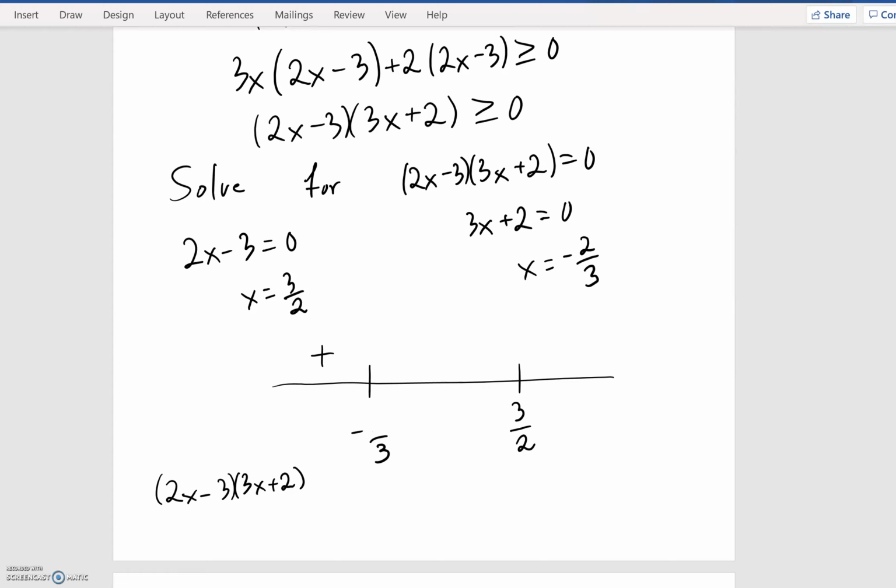What is a number between negative 2/3 and 3/2? 0. If I plug in 0 into this function, what's the output? Is it positive or negative? If you plug in 0 into this function and you simplify, you should end up with a negative number. So we're just keeping track of the sign. Plugging in a number greater than 3/2, like 2. If you plug in 2 into this function and you simplify, you will end up with a positive number.